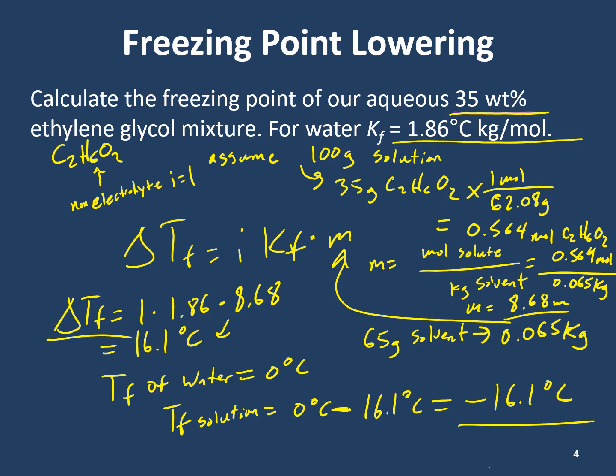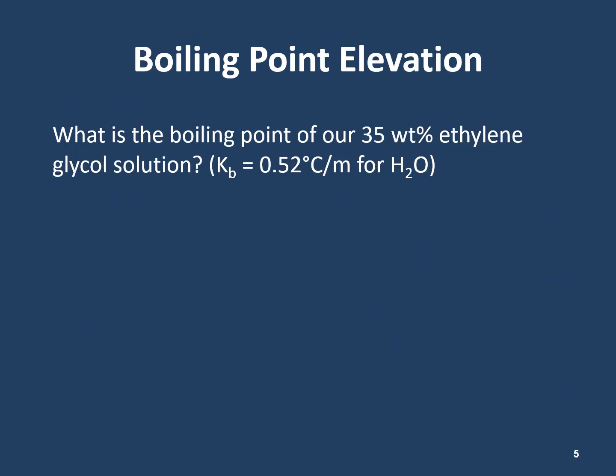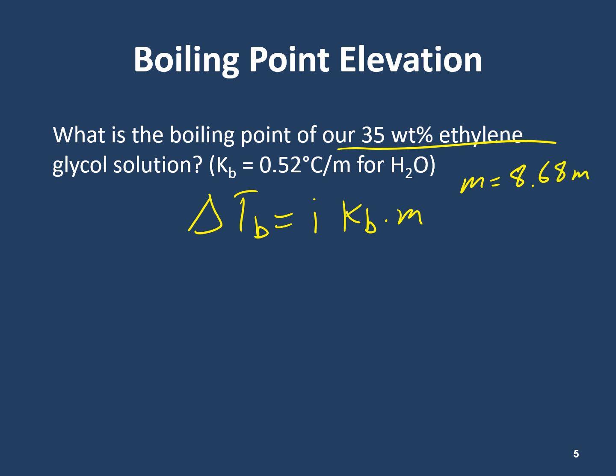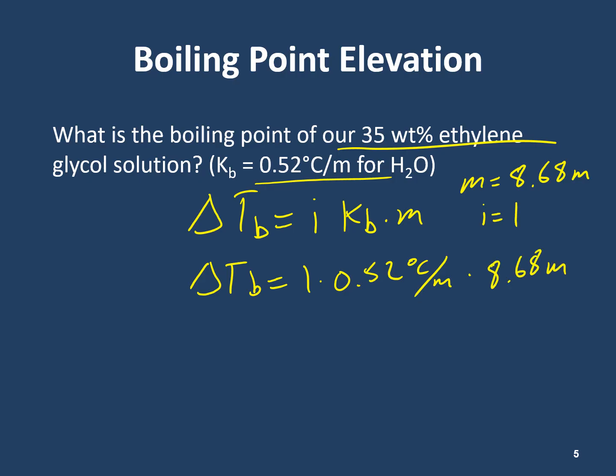All right, so let's do one more example. Same equation, just now boiling point. We have delta TB is equal to i times KB times molality. And we're using the same solution, so our molality is still 8.68 molal. But our KB is different than our KF, and i is still 1 because ethylene glycol is still a non-electrolyte. So let's plug in. Delta TB is equal to 1 times 0.52 degrees Celsius per molal times 8.68. Molal cancels. We're left with degrees Celsius.